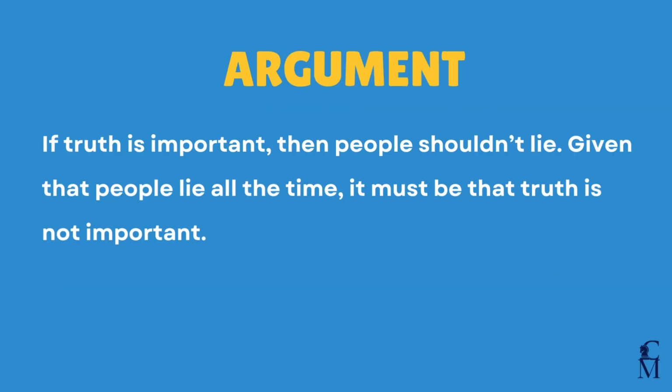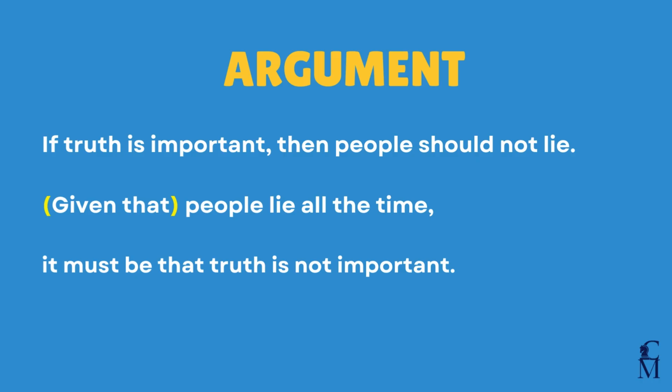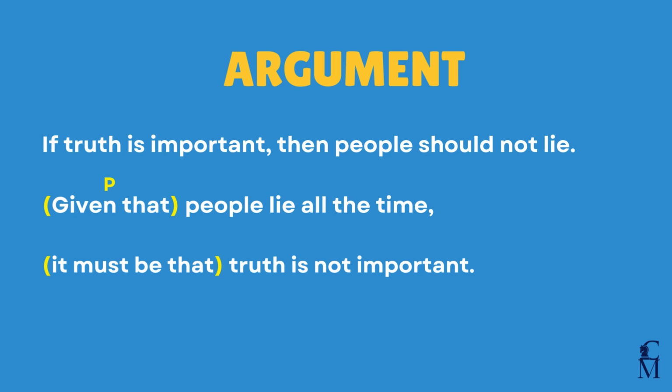If truth is important, then people should not lie. Given that people lie all the time, it must be that truth is not important. Once we identified all the premise and conclusion indicators, we would have the following result. The word phrase, Given that, should have a parenthesis around it with the letter P above it, since it is a premise indicator. And the word phrase, it must be that, should be placed in parentheses with the letter C placed above it, since it is a conclusion indicator.